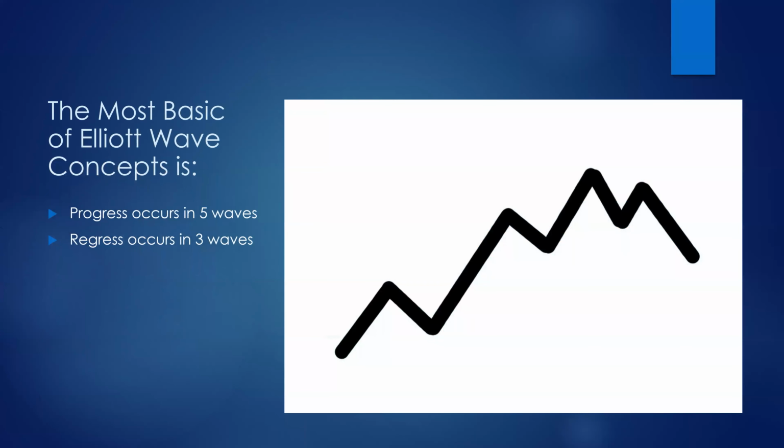I'd like to show you an example of how Elliott and Hurst complement each other. But first, let's review a very basic concept at the core of Elliott wave theory, and that is that a progress or trend occurs in 5 waves, and then regress or pullbacks occur in 3 waves, as shown here.